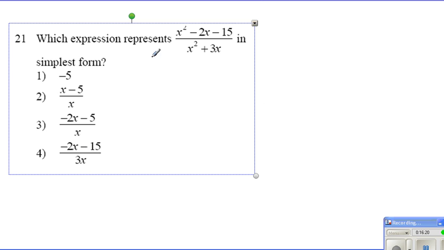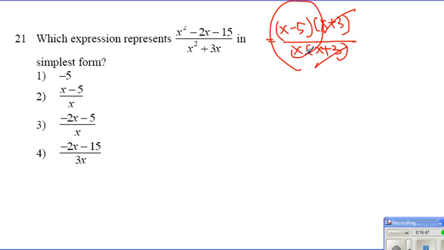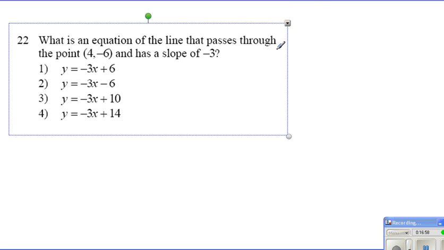Alright, so here, simplest form, that means we need to factor and cancel. So here we have x squared minus 2x minus 15. So which two numbers multiply to negative 15 but add up to negative 2? That becomes x minus 5, x plus 3. Now bottom one, since x is common, when you factor out x, we have x plus 3. And these two cancel out. x minus 5 over x. This becomes our answer.